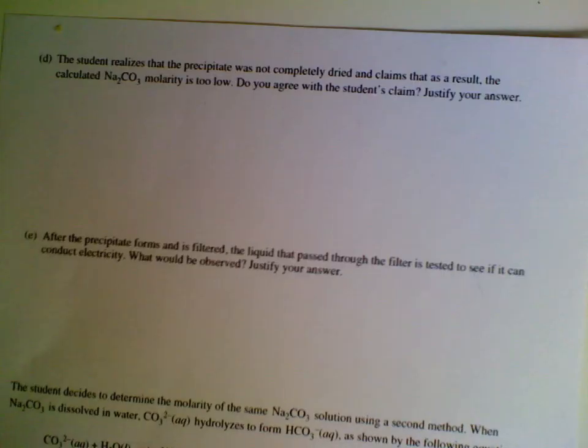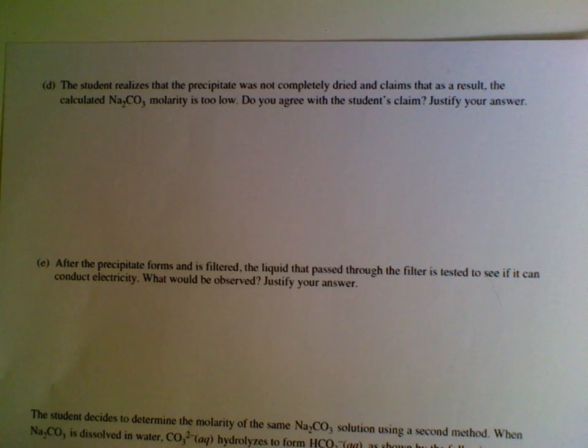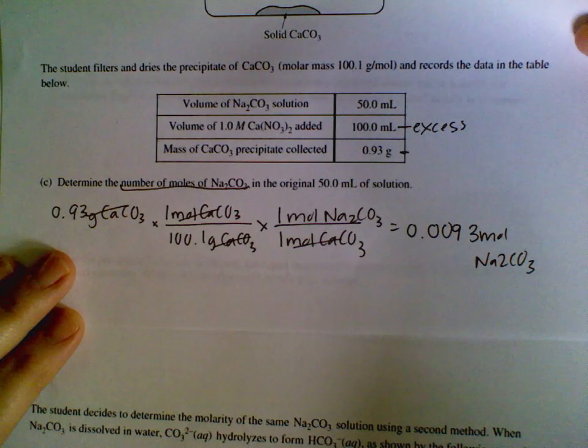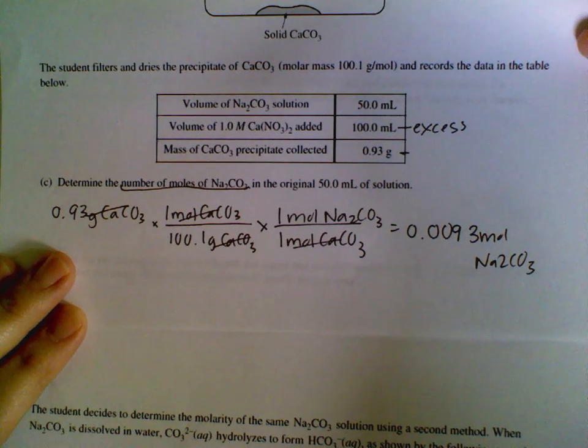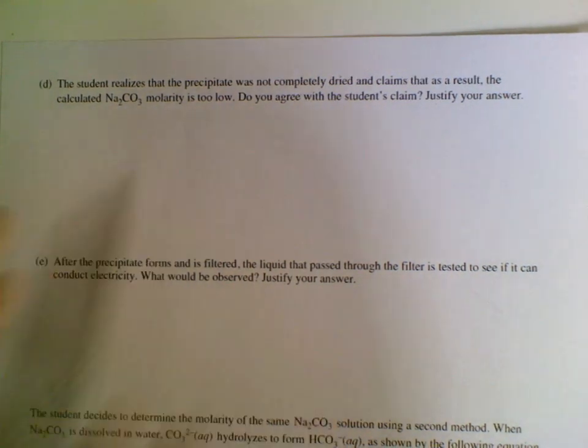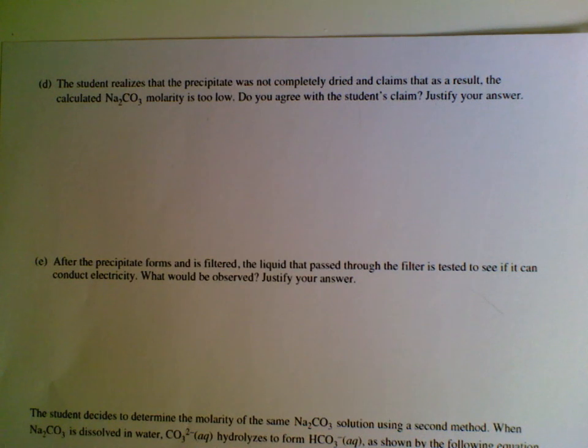All right. Moving on to part D. It says that the student realizes that the precipitate was not completely dried and claims as a result the calculated molarity is too low. Do you agree with the student's claim? Justify your answer. So what they're kind of asking you to do is refer back mentally to question C, where you see that you created 0.093 moles. And so what they are saying is that because the precipitate was too wet, if you would have taken those moles and found the molarity, your molarity would be too low. So the question is, do you agree with them, and explain?